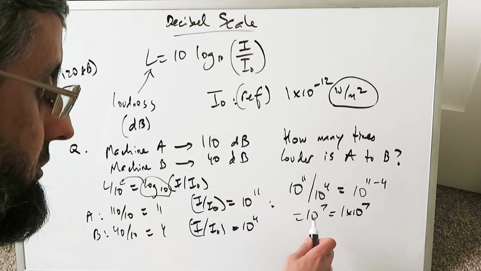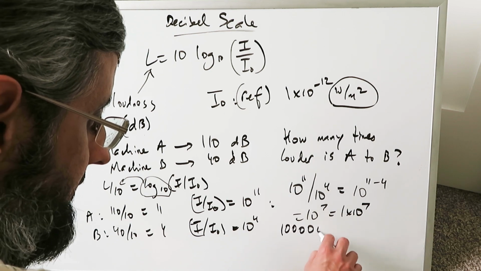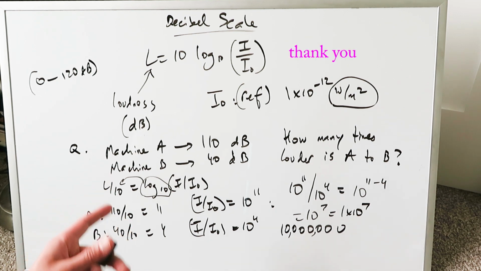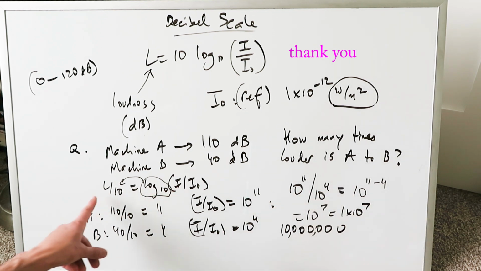And when you want to open this up, you can. You'll have 7 zeros: 1, 2, 3, 4, 5, 6, 7. That's 10 million times louder. Machine A is 10 million times louder than machine B, simply because everything here runs on the base 10 logarithmic scale. And the answer is good. Everything here is run by this ratio from the formula.